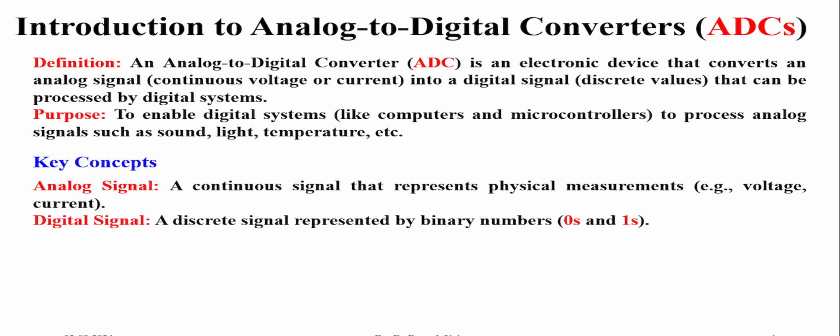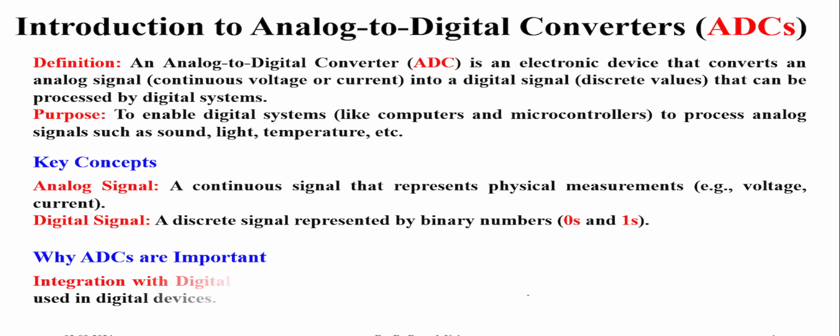Let us talk about the key concepts behind A to D or analog to digital conversion. First of all, what is an analog signal? An analog signal is nothing but a continuous signal that represents physical measurements. Physical measurements means entities which are present in nature, for example, voltage or current in our case. A digital signal is a discrete signal represented by binary numbers or a series of binary numbers which are represented in zeros and ones.